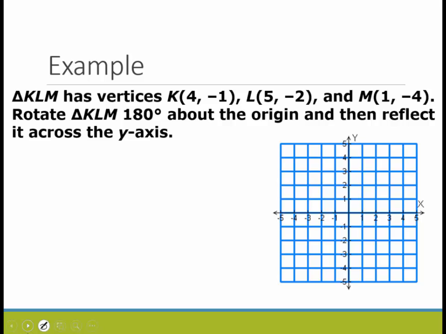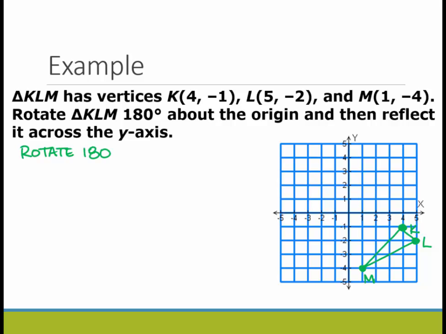So we're going to do two things to it. KLM has vertices at K, L, and M. We're going to rotate it 180 degrees about the origin and then reflect it across the y-axis. So let's graph what we have: 4, -1, and then 5, -2, and then 1, -4. So here's our triangle.